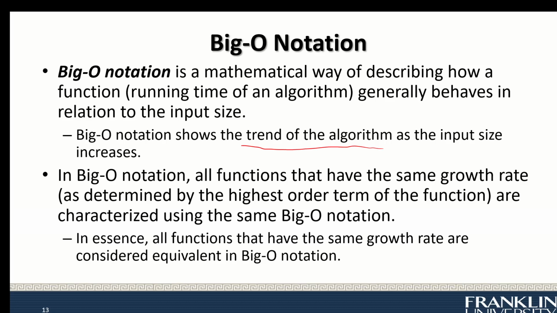In Big O notation, all functions have the same growth rate as determined by the highest order term of the function. This would mean the worst case scenarios are characterized by the same Big O notation. So basically, it doesn't matter if your function is say 6n squared or 10n squared. It's all n squared. Remember, we want to show the trend, not the coefficient in front of it, which doesn't make any difference.